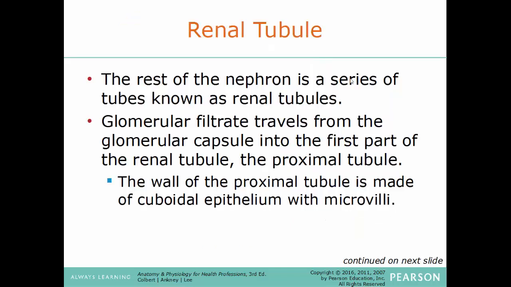Alright, the rest of this nephron is a series of tubes called the renal tubules. The filtrate that is formed from the glomerulus travels from the glomerular capsule into the first part of the renal tubule, called the proximal convoluted tubule. It's called that because it's in proximity, or close by, the glomerulus. That's why it's the proximal tubule, and convoluted because it gets very windy and twisty. The wall of the proximal tubule is made up of cuboidal epithelium and is covered with microvilli.